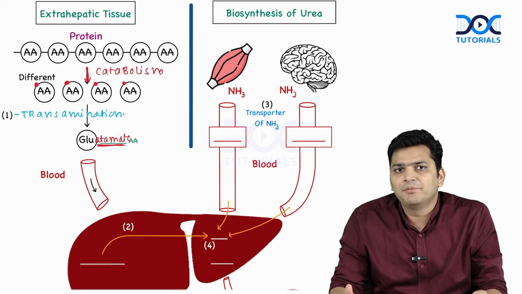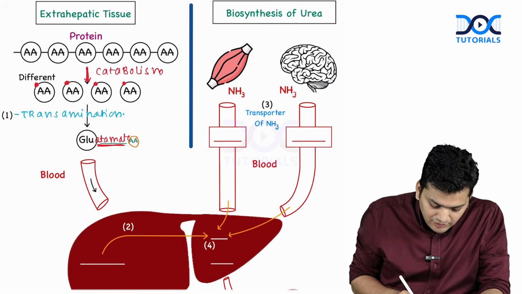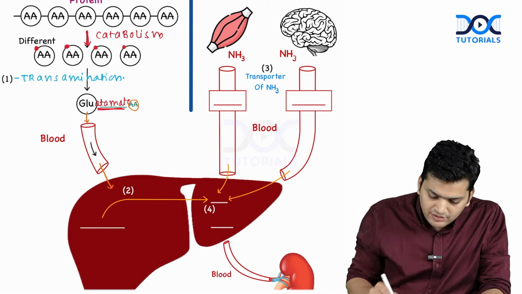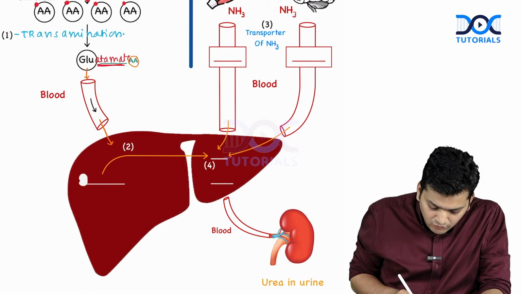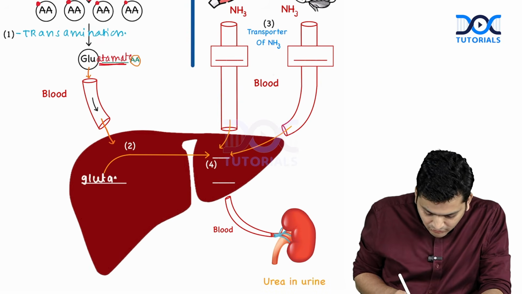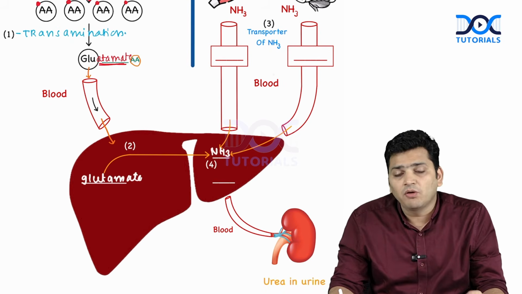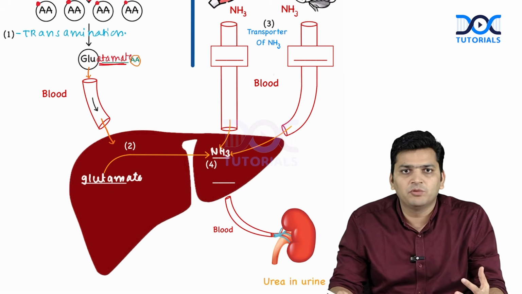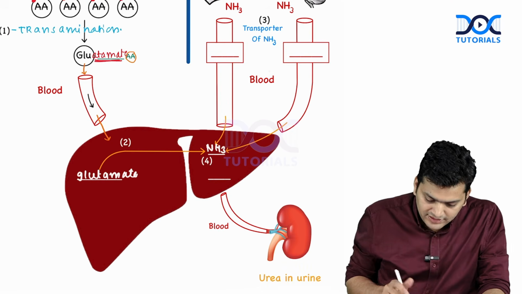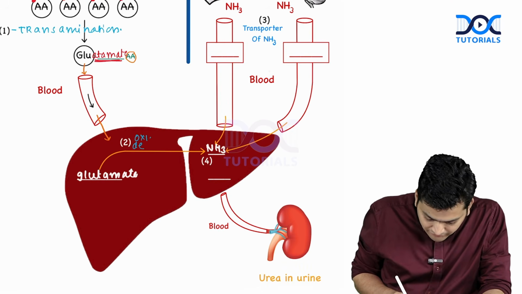Then this glutamate, being an amino acid, can easily come into the blood; it's not toxic. So this glutamate will come in the blood and reach all the way to the liver. Once the glutamate comes into the liver, from the glutamate we will try to bring out the ammonia. Because in this process we are removing the ammonia from glutamate, it is called deamination, and this occurs in the presence of oxygen. So this process is referred to as oxidative deamination. So step number 2 is oxidative deamination.